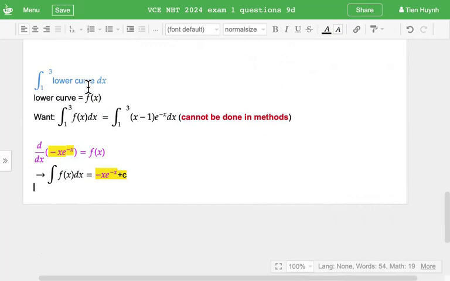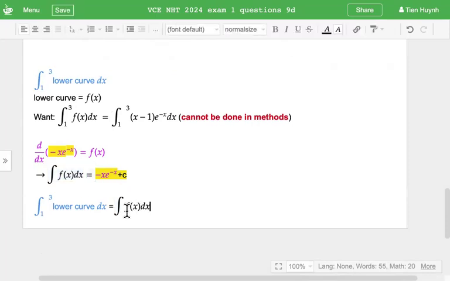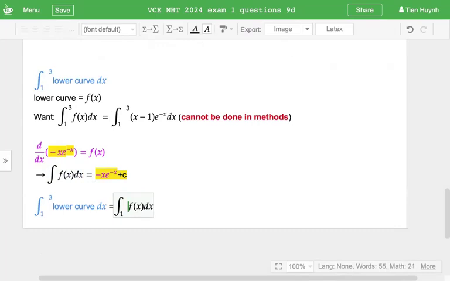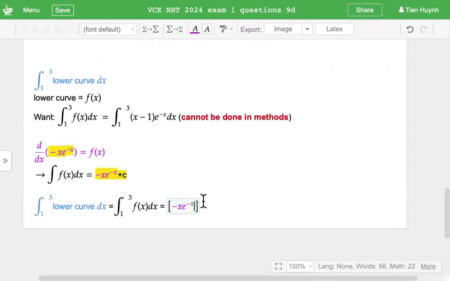Now, so for the upper curve, this is what we need to integrate, and this one will now become the definite integral of f(x) evaluated between 1 and then 3, and that will just be this antiderivative here, evaluated at x equals 1 and then x equals 3.